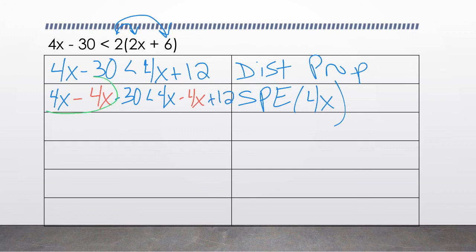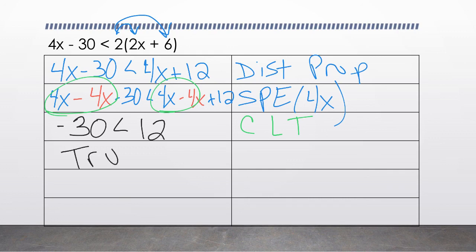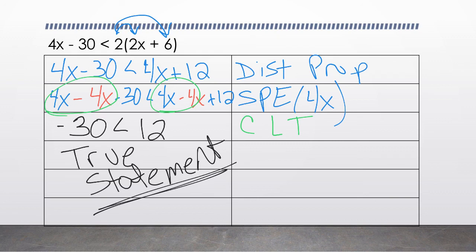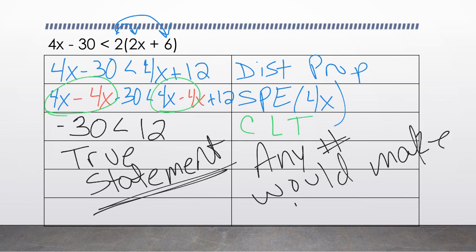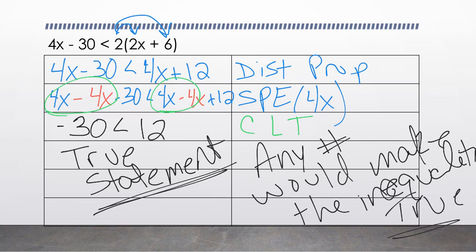When I combine my like terms, I get negative 30 is less than 12. Well, this is a true statement, right? Negative 30 is less than 12. What this true statement tells me is any number would make this true. Any number makes the inequality true. So that's our answer there.